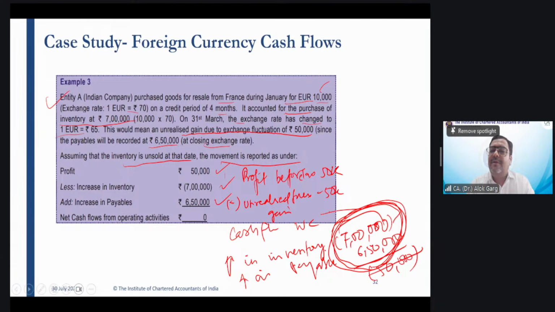Technically speaking, this entire inventory was on credit basis. The 50,000 rupees of unrealized gain you have already reduced, right? So net, what is my cost to inventory? 6.5 lakh. Net, my cost to inventory is 6.5 lakh, right? So this is what they have done in the question. They include this 50,000 reduction here only. But you can show an increase in inventory and increase in payable by net 6.5 lakh rupees, so that your net cash flow from operating activity will be zero.